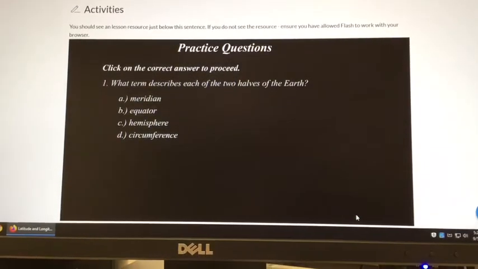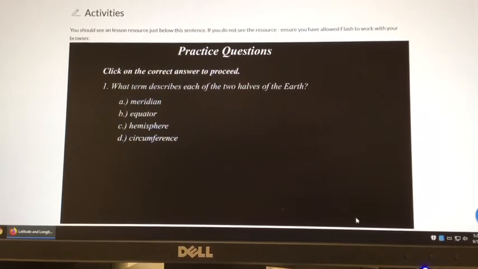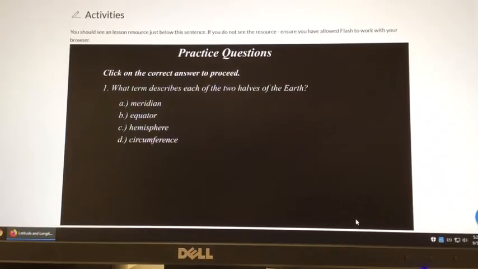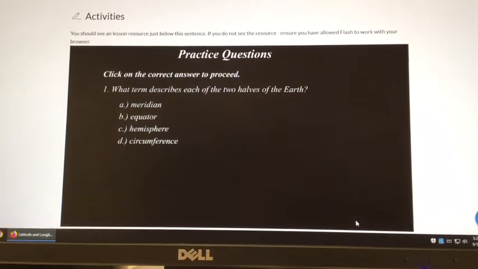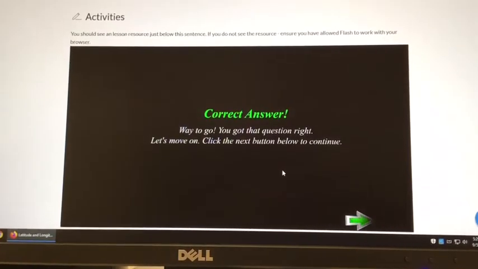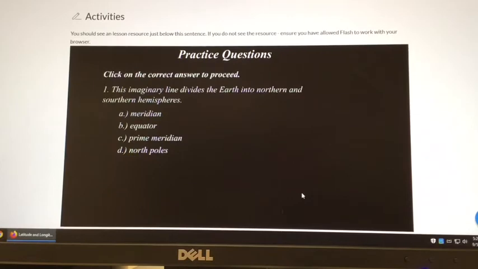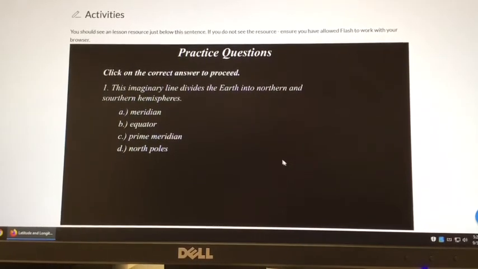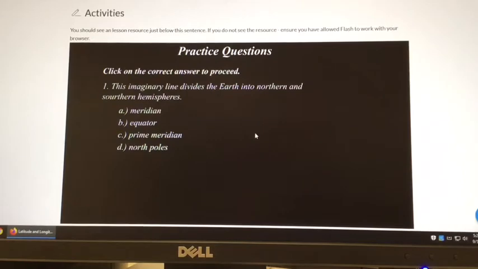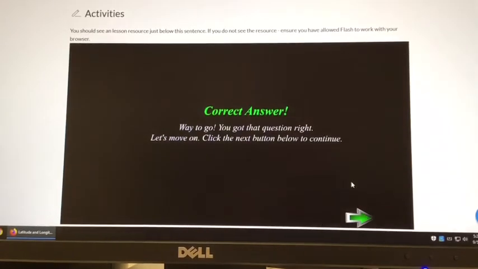Here are some practice questions. What term describes each of the 2 halves of the Earth? A, meridian; B, equator; C, hemisphere; or D, circumference? If you said hemisphere, the answer is correct. The imaginary line that divides the Earth into northern and southern hemispheres is A, meridian; B, equator; C, prime meridian; or D, north poles. If you said equator, you're correct.